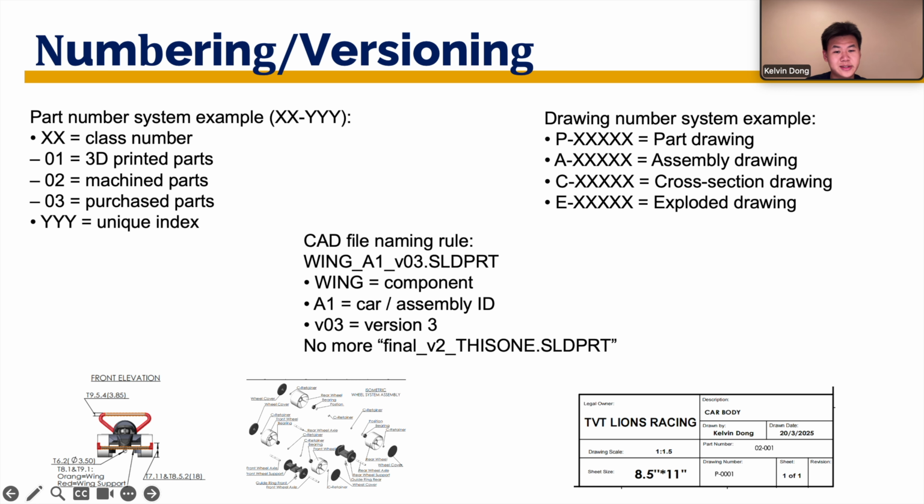Numbering and versioning. If you standardize names, anyone on the team can open the folder and know which part is current, and you can roll back if version 4 breaks. I listed some ways of categorizing parts here. Using these ways, someone can look at a drawing and immediately understand what kind of document and version it is. And then for CAD file names and revisions, we're going to use a consistent rule shown on the slide.